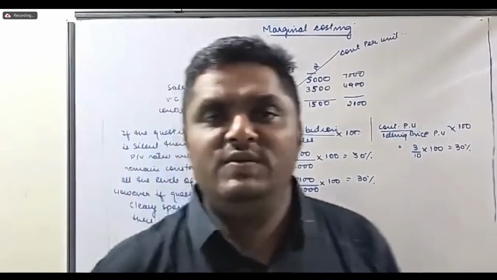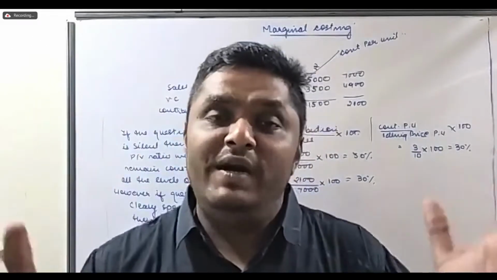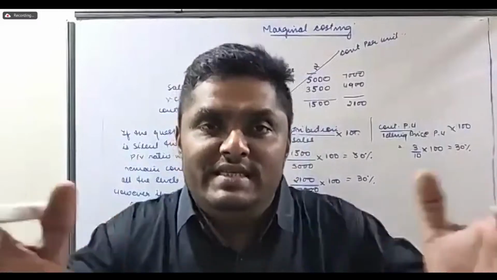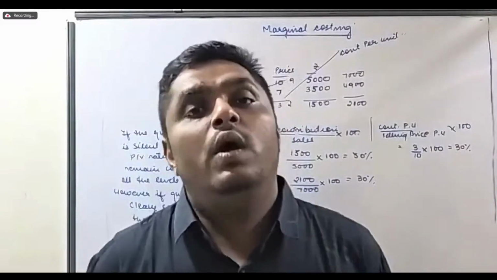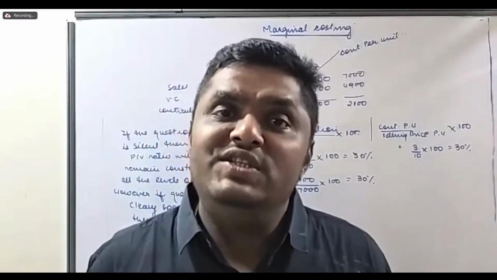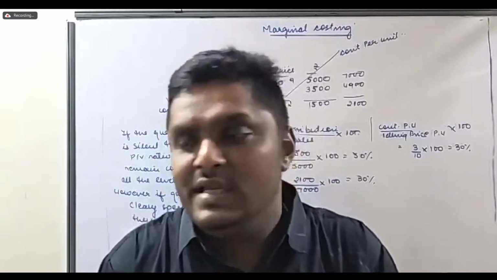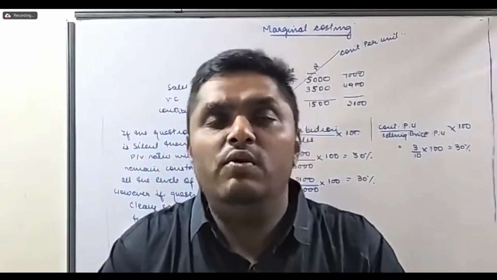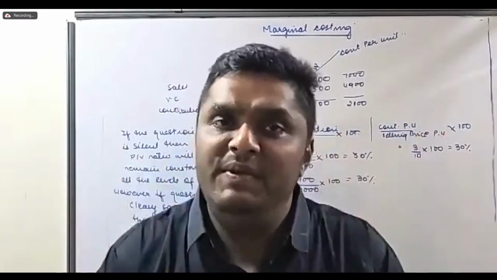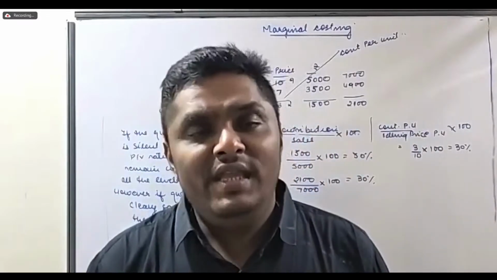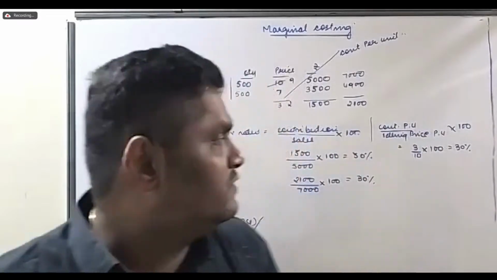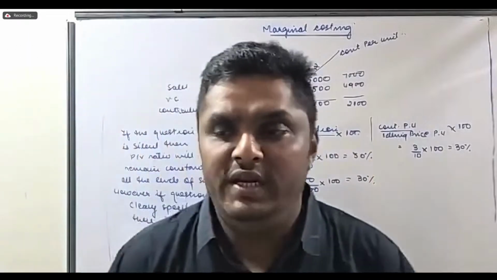Very simple, guys. If the question is silent, sales is increasing, it means the quantity is increasing. Sales is reducing, it means the quantity is reducing. The PV ratio is constant at all the levels of sales. However, if the question clearly specifies that there is a change in selling price per unit or variable cost per unit, yes, the PV ratio will change. If you guys have any doubts or queries, you can please post. Further, I request you guys to copy this explanation.